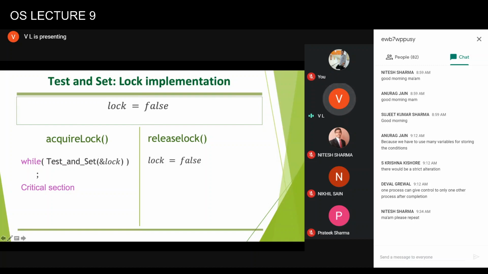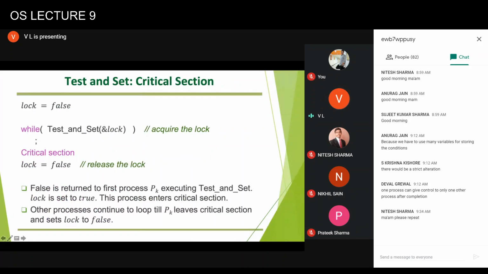So naturally only one of the processes will see that initially lock is equal to false. For the first process which executes test and set, false will be returned, and it will exit the while loop. But at the same time, the lock will be set to true. So for all the subsequent processes, the lock will be true. They will receive true, and they will remain in the while loop. So only the one process which executes this instruction first will be able to acquire the lock. Using this lock, you acquire the lock, execute the critical section, and then release the lock. That's how the critical section would be implemented.